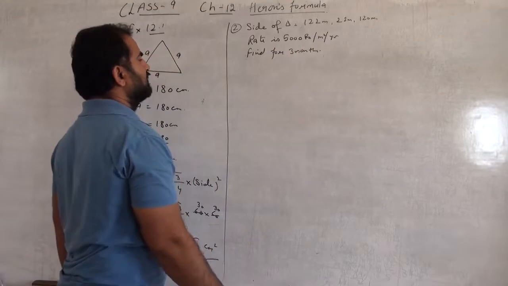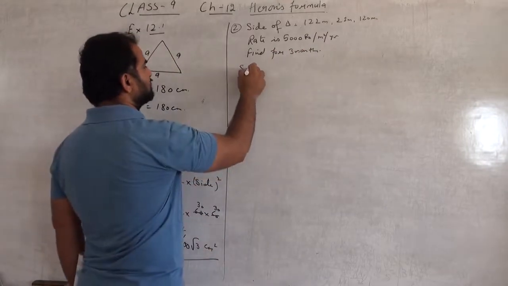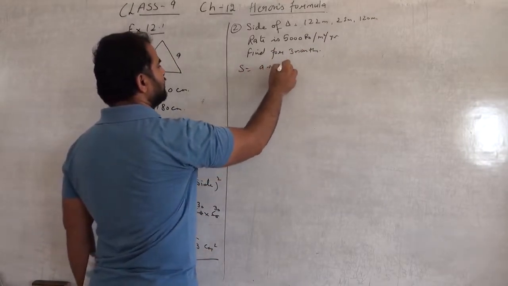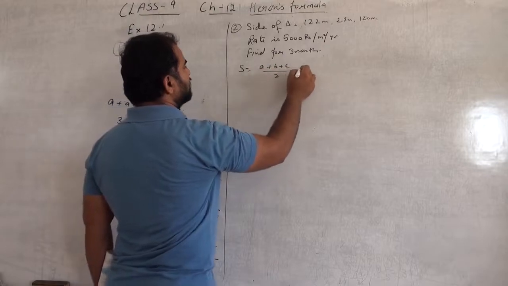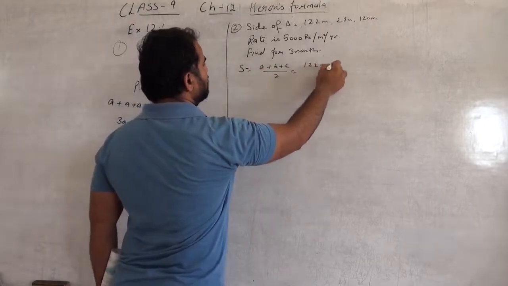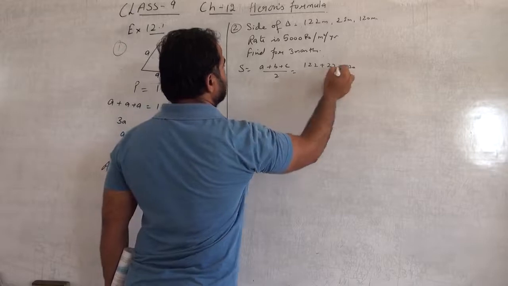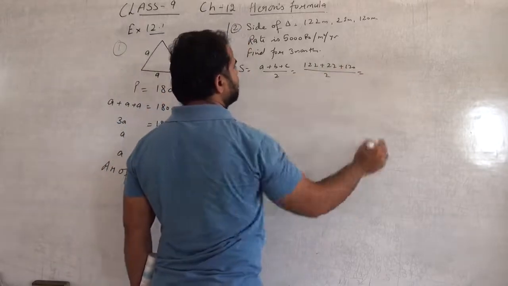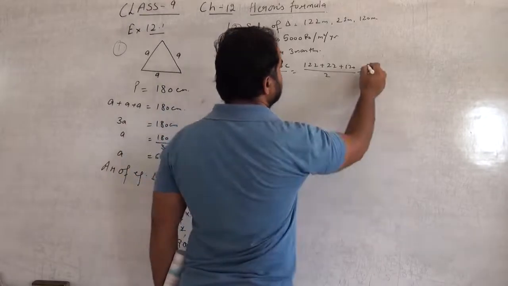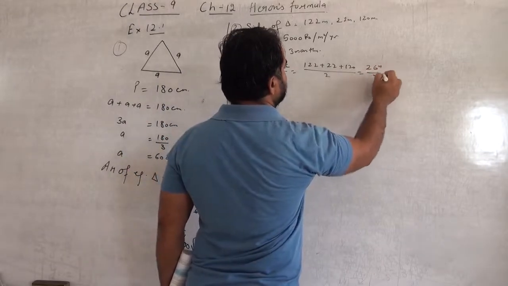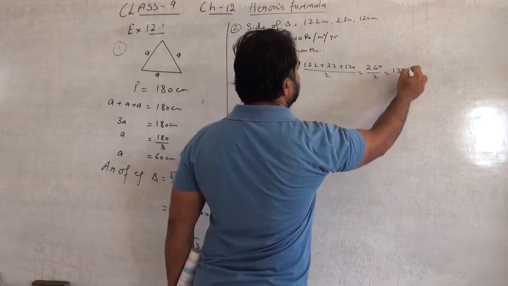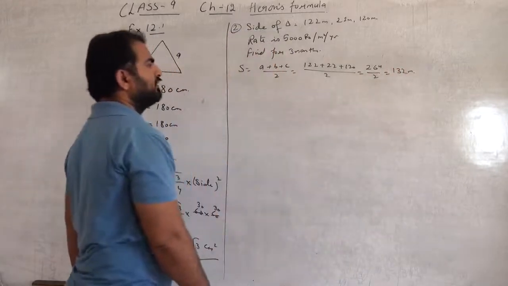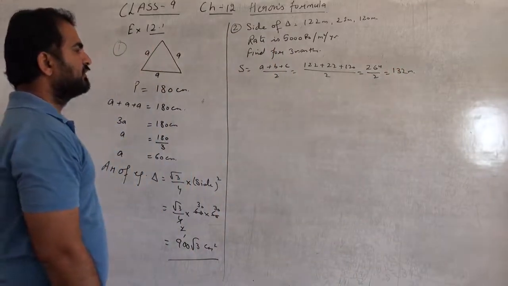So first of all, S equals A plus B plus C upon 2 equals 122 plus 22 plus 120 upon 2. So it will be 264 by 2 equals 132 meter. Done. So S equals 132 meter.